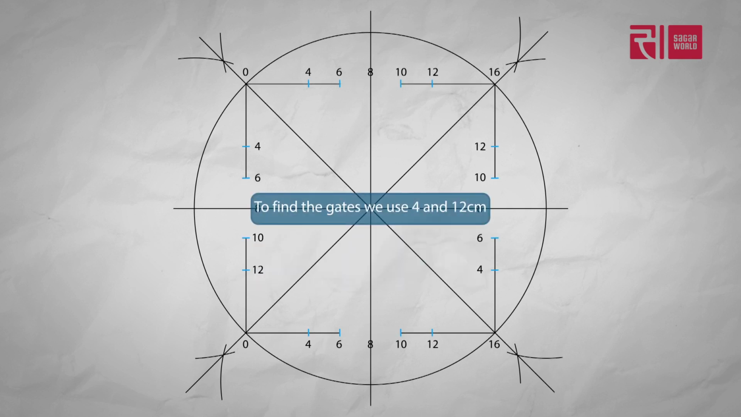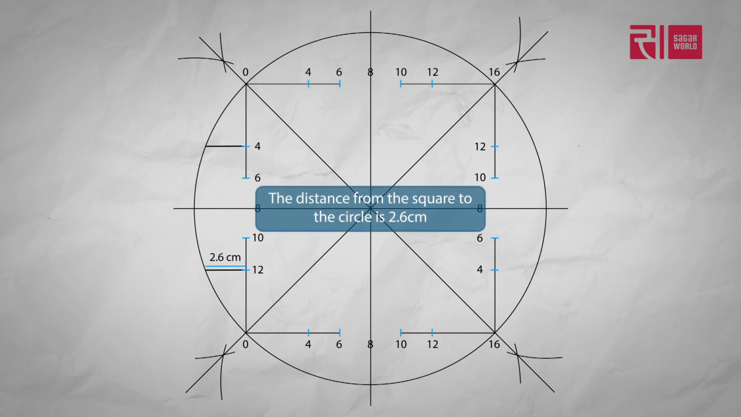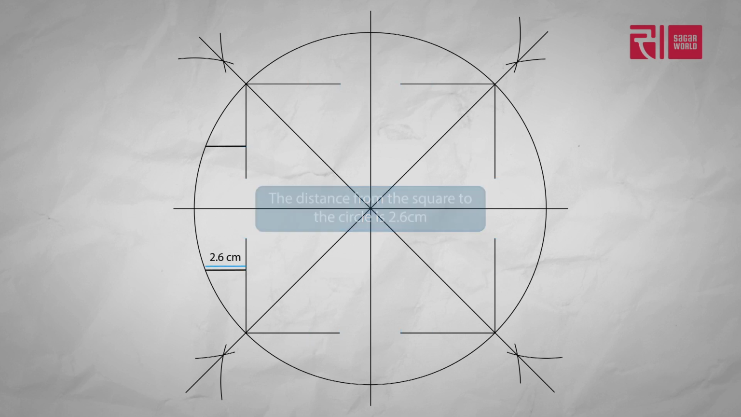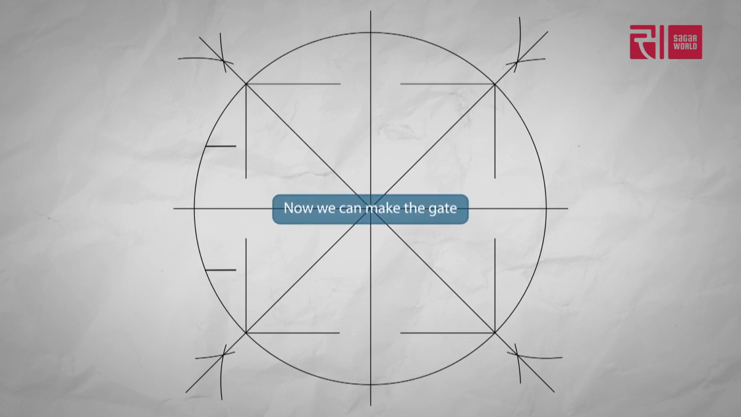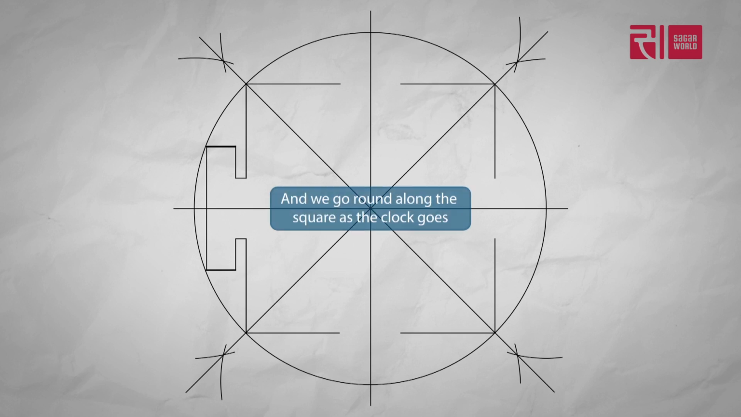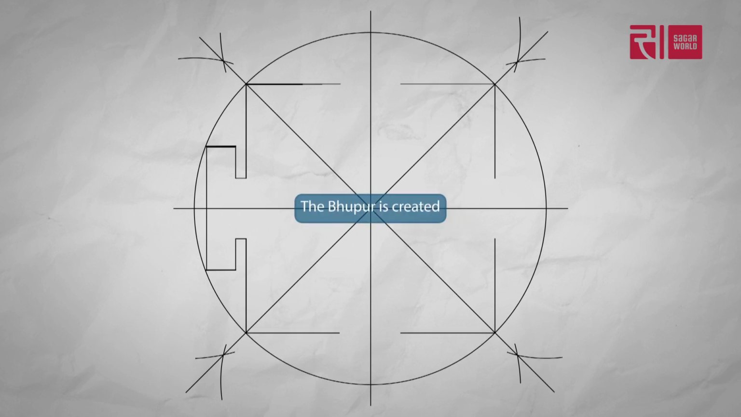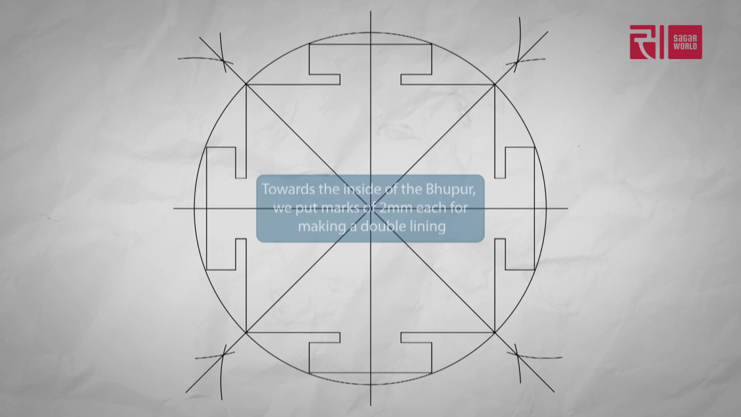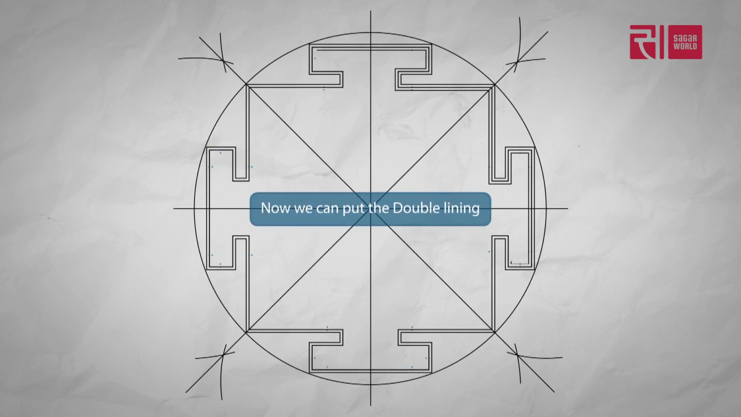To find the gates, we use 4 and 12 cm. The distance from the square to the circle is 2.6 cm. By leaving 2 cm from the circle, we can erase the remaining lines. Now we can make the gate, and we go round along the square, as the clock goes. The bhupur is created. Towards the inside of the bhupur, we put marks of 2 mm each for making a double lining. Now we can put the double lining.